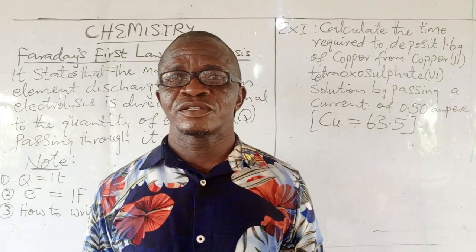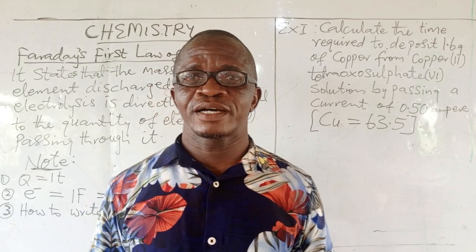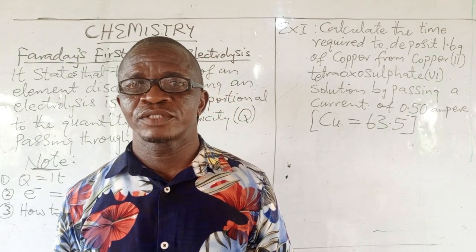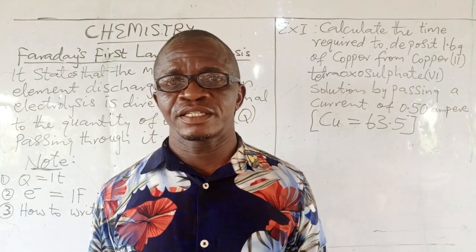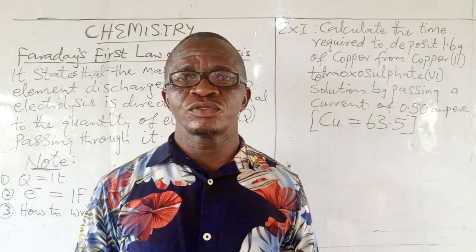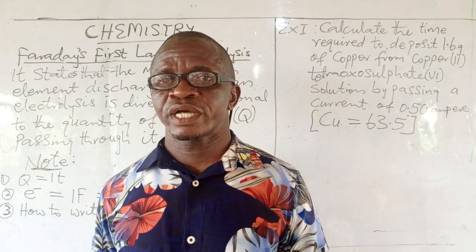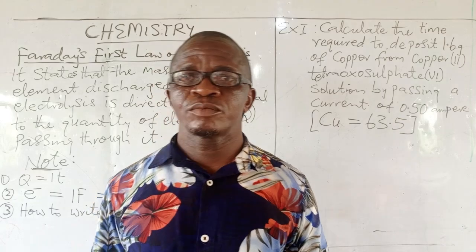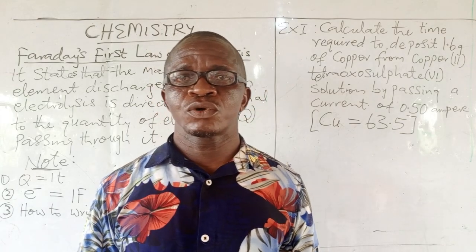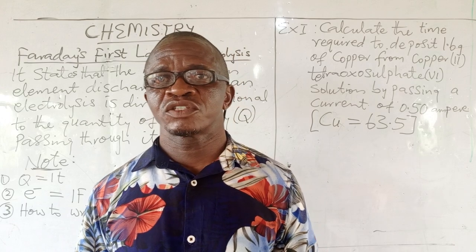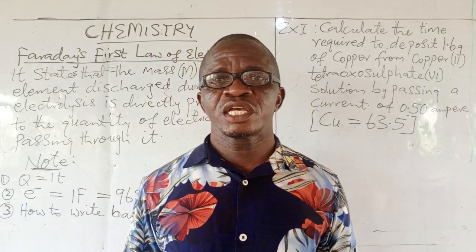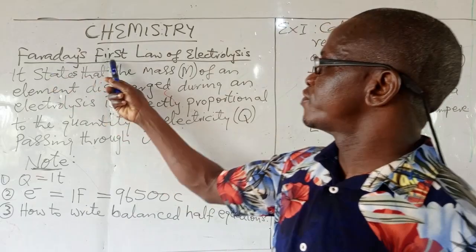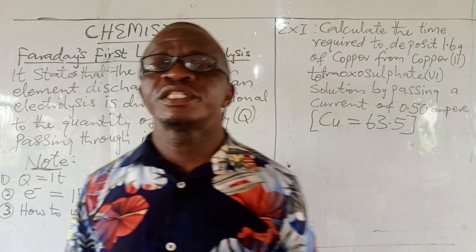Before now, in some of those previous classes, we have been dealing with electrolysis. We have been talking about electrolysis of different substances, sodium chloride using different electrodes. We saw what happened at the anode and the cathode and the electrolyte, copper 2 tetraoxosulfate 6, the same thing. We talked also about electrolysis of acidified water. Today, we are going to move away from that aspect into Faraday's first law of electrolysis.